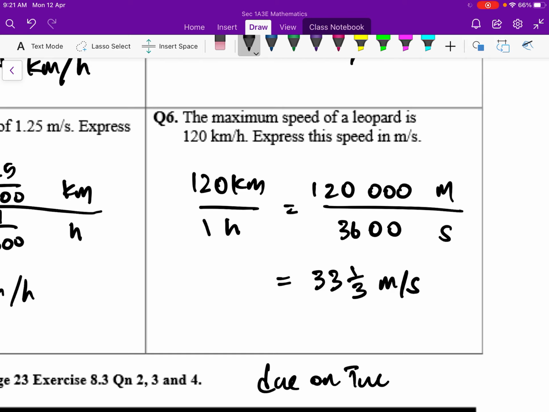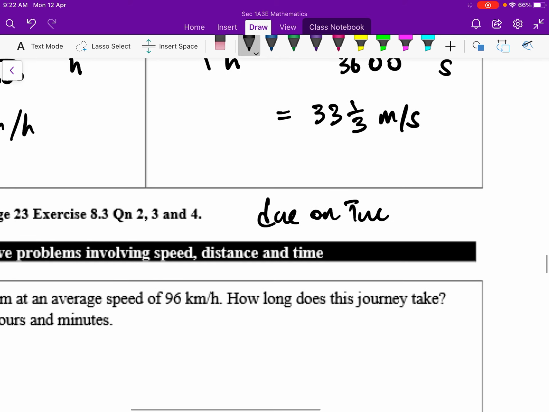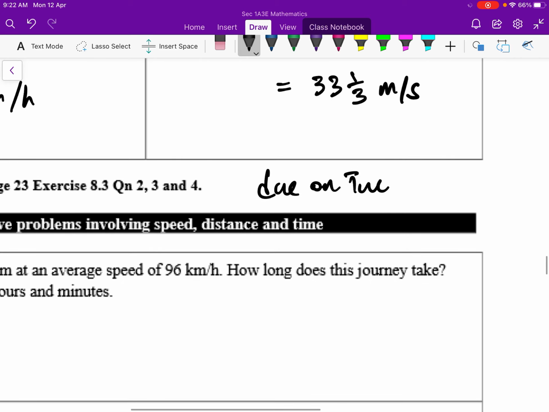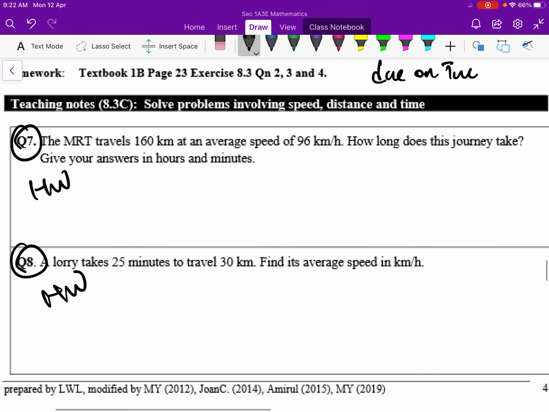Faster than a car? I'm sure most cars can go faster than 120 kilometers per hour. Huh? It's just that the speed limit will be 90 kilometers per hour lah. You don't give excuses, huh? Okay, next.